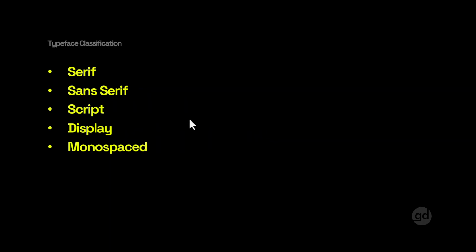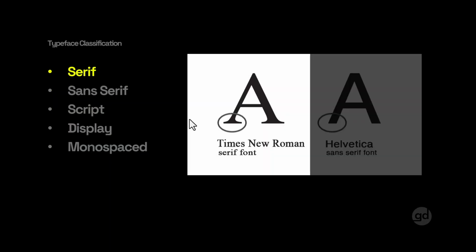So we have the typeface classification. We have the serif, the sans serif, the script, the display, and the monospace. Let's look at all of them one by one. When we talk about the serif font, these are fonts that have extra edges on them, for example Times New Roman. When you see a font that has these extra edges, they are called serifs.